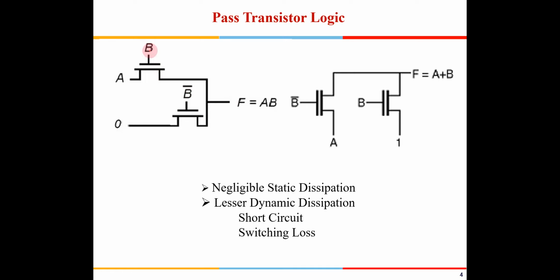Now if you see here, if B is 1, then this output will be connected to A. So if A is equal to 0, it will be 0. If A is equal to 1, it will be 1. And when B is equal to 0, you will find that this 0 will come here. So for all the 4 combinations, the output is either connected to VDD or ground. It is not left floating.